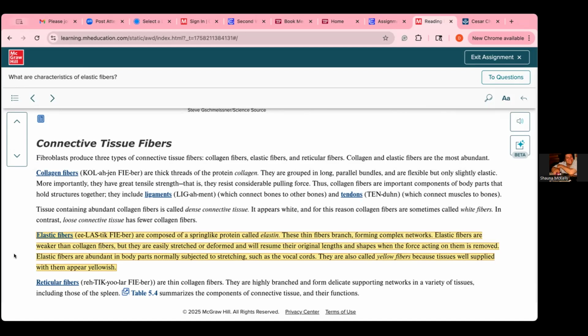Elastic fibers are abundant in body parts normally subjected to stretching, such as the vocal cords. They are also called yellow fibers because tissues well supplied with them appear yellowish.